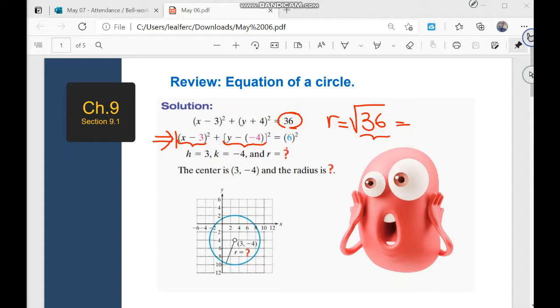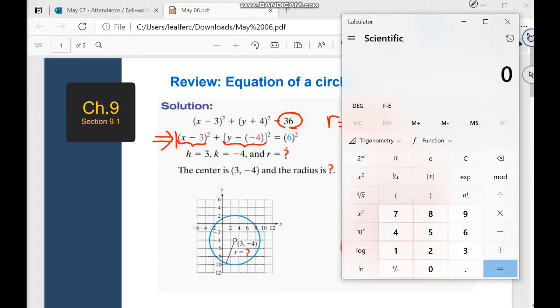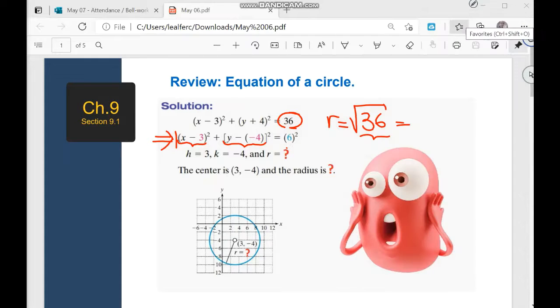The radius is going to be the square root of 36. Anyone? Square root of 36 is? You can try a calculator if you're not sure. Remember, the square root of 36? Calculator, that's not a problem. We have calculators for that. The square root of 36 is 6. So the right answer is 6.